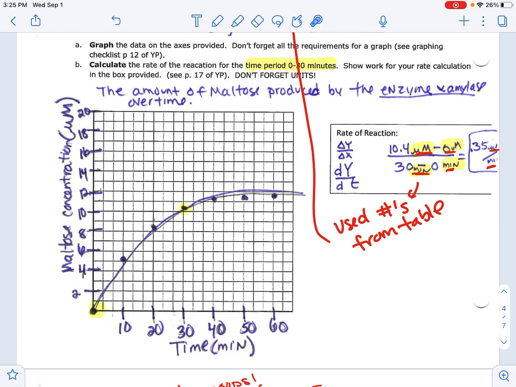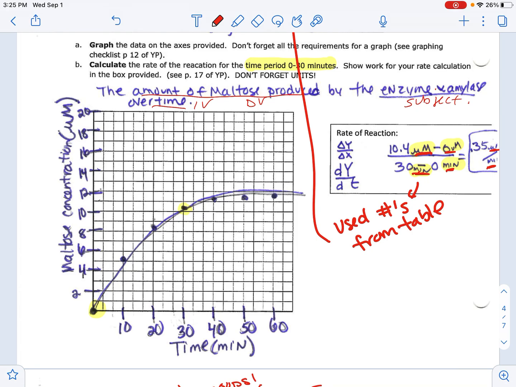My independent variable, unit, dependent variable, unit. You'll lose points for those. Notice my title. I notice a lot of you don't even have titles on it. You have to have a title, and my title has my independent variable, which is time, my dependent variable, which is the amount of maltose produced, and my subject. That's the thing I'm testing it on. So you have to have at least those three things.